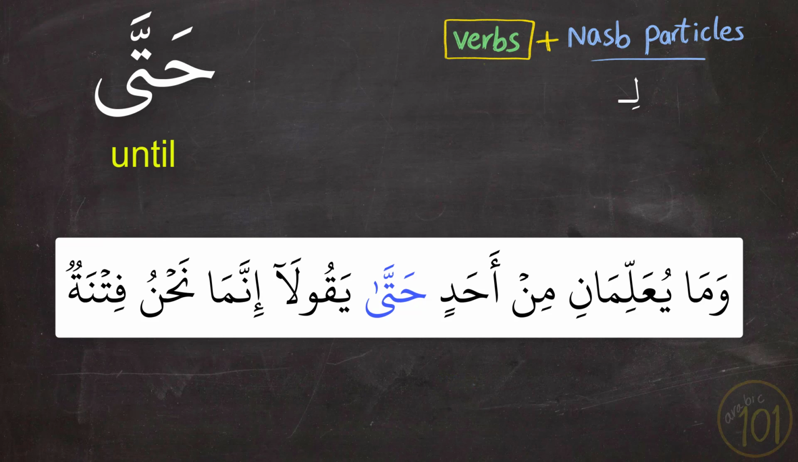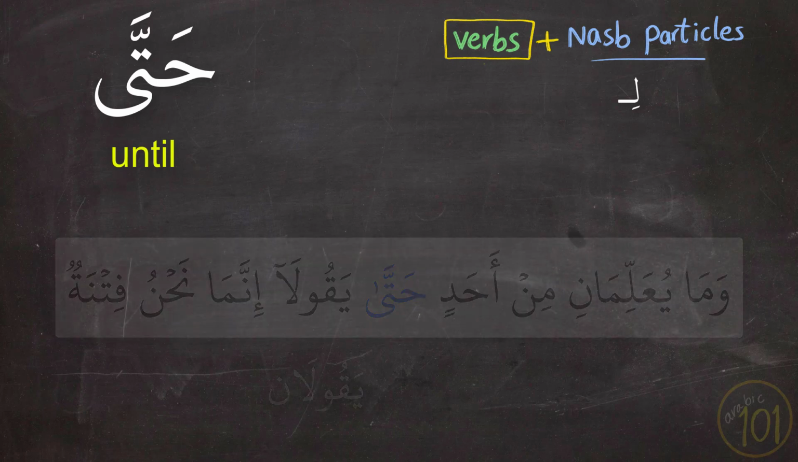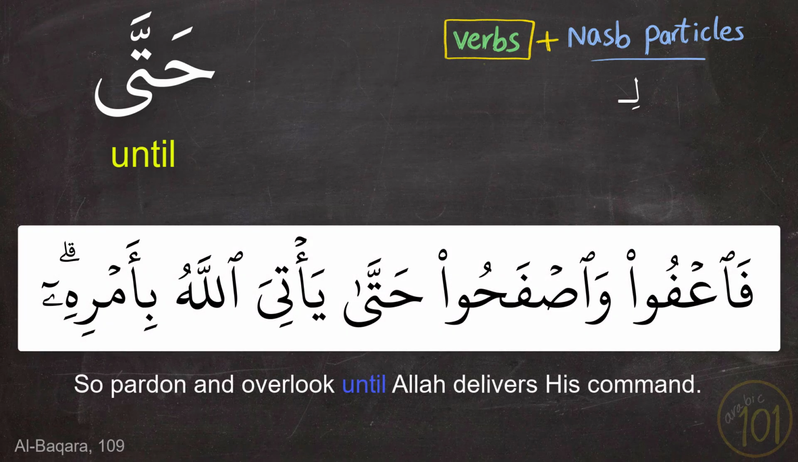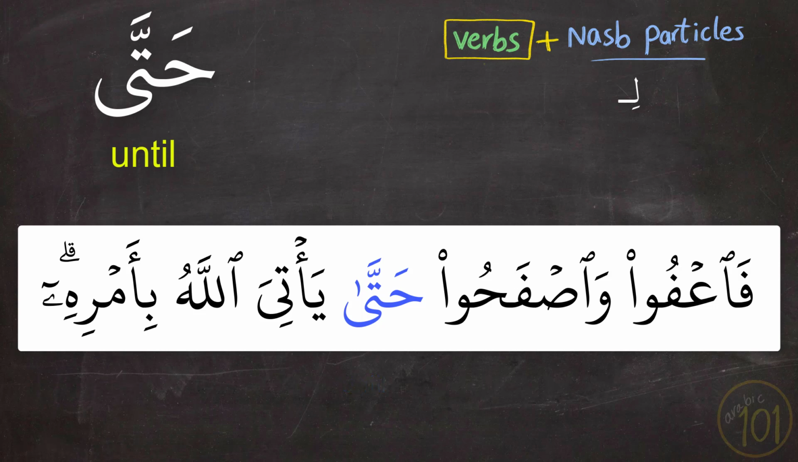And in this example, we see يقولا, and it is a present verb in the dual form that has lost its noon at the end of it. So the original form here is يقولان. But in this ayah, حتى يقولا, without the noon at the end of the verb. فاعفوا واصفحوا حتى يأتي الله بأمره. And here is a present verb that has fatha at the end of it because of hatta.